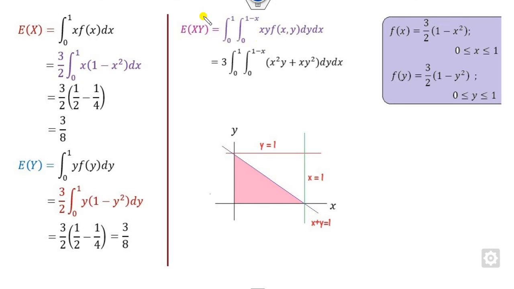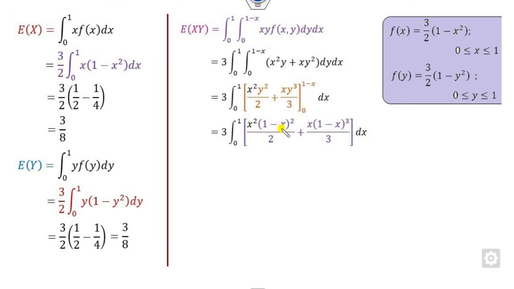How do you find the expected value of xy? You can take this limit. You first take the y-axis, so on the y-axis 0 to 1 minus x, and the outside limit is x, minimum value is 0, maximum value is 1. How do you integrate them? There are two ways. You first integrate with respect to y, and then with respect to x.